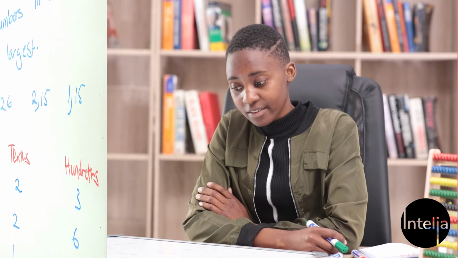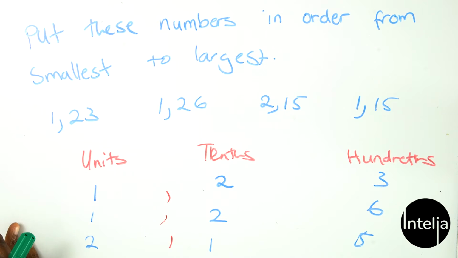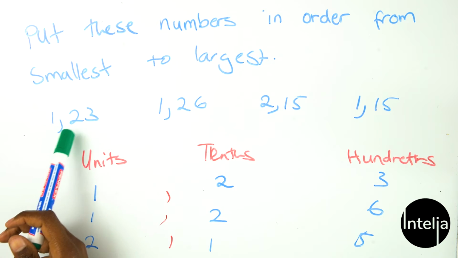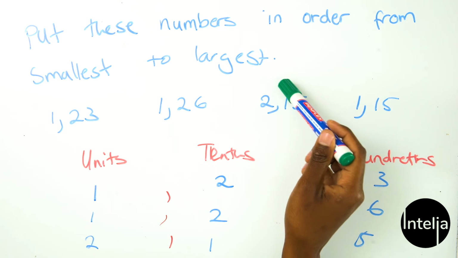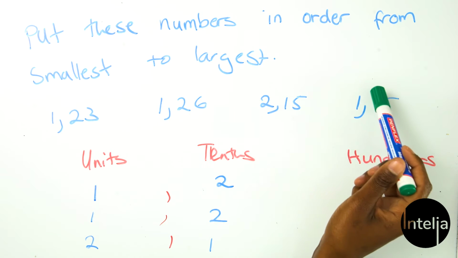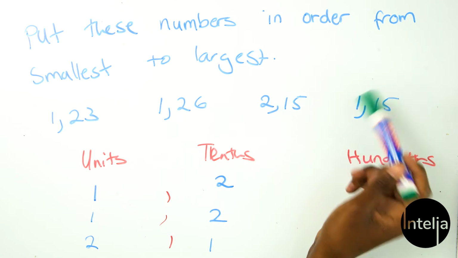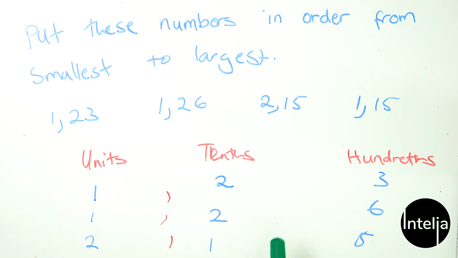So here we're going to order our decimals from the lowest to the largest number. I have my example here with me. The first number is 1,23, the second is 1,26, the third is 2,15, and then the last one is 1,15. We're going to arrange our numbers into units, tenths, and hundredths. As you can see, I wrote the units, the tens, and the hundreds.